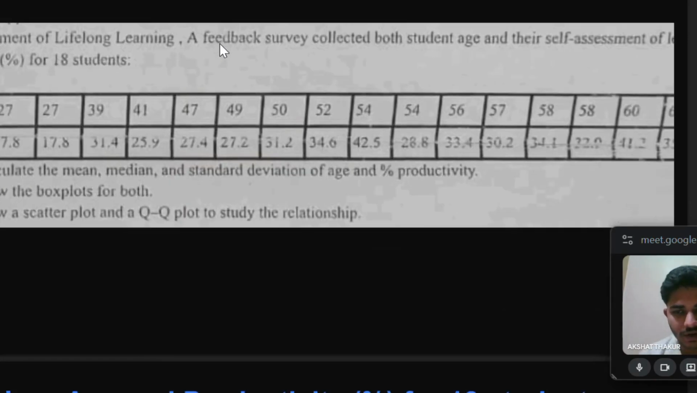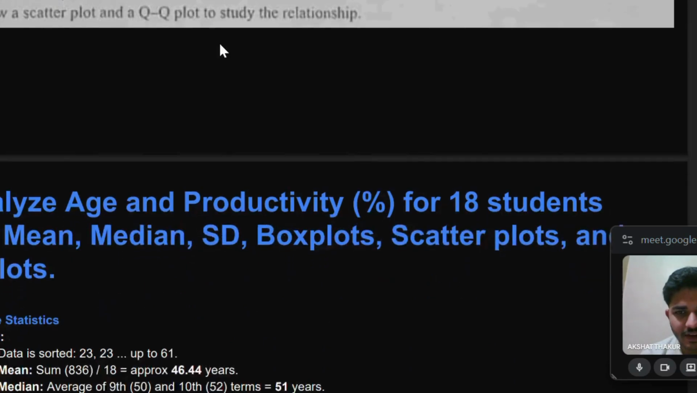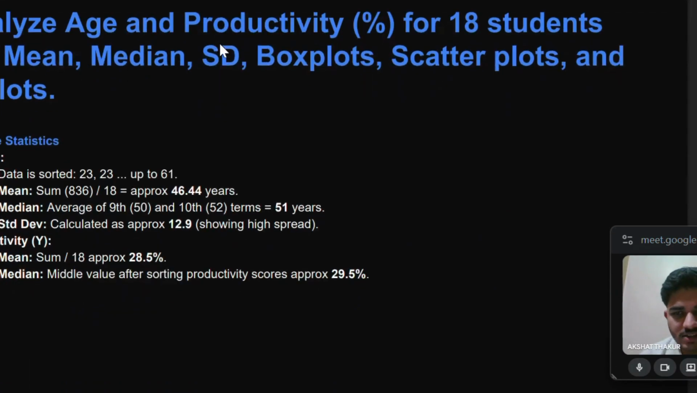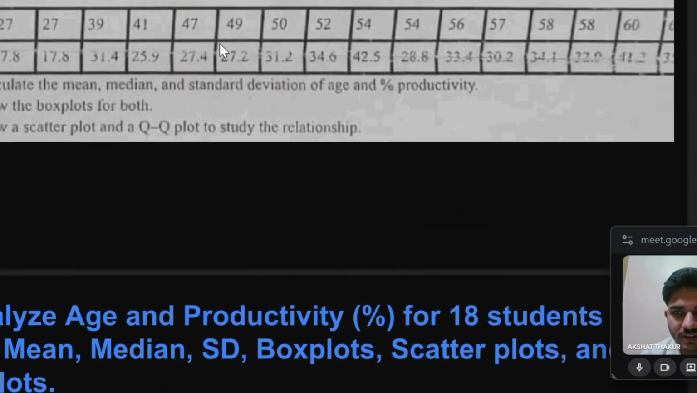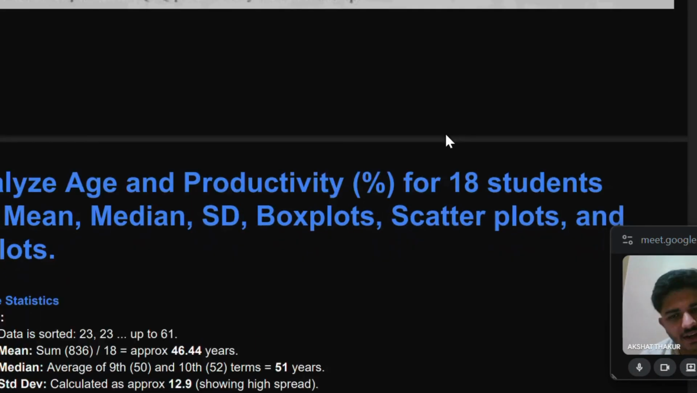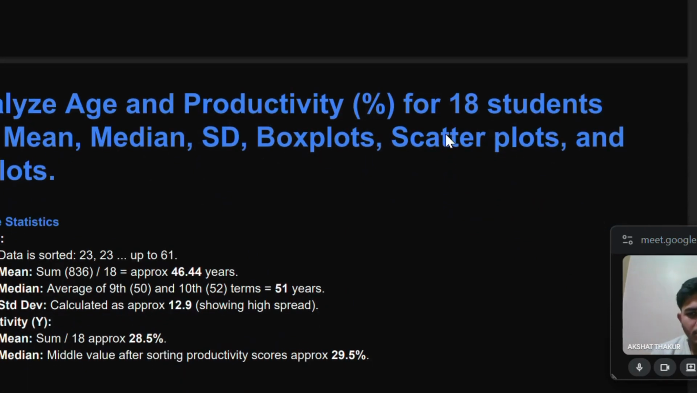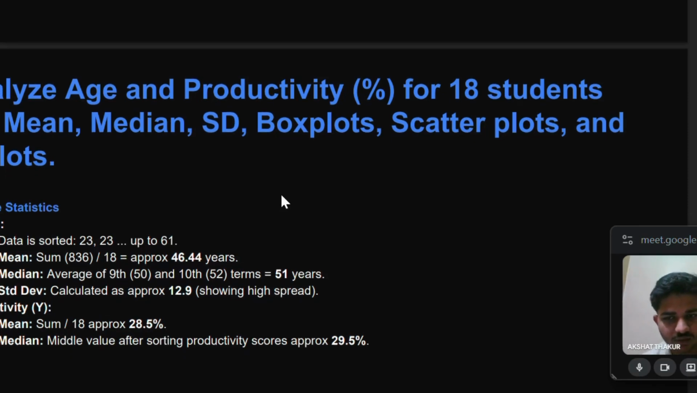For the mean we will simply use the sigma fi xi formula. Age data is sorted. Okay, so we got the data in sorted order, so no need to arrange it, we can solve it directly. So mean will be the sum of all the ages, that will be 836 divided by 18, which is approximately 46.44 years. Median will be, with 18 terms, the n by 2 term, 9th, plus n by 2 plus 1, 10th. We add the 9th and 10th terms and take their average. 50 plus 52 is 102, 102 divided by 2 is 51. So this is the median.